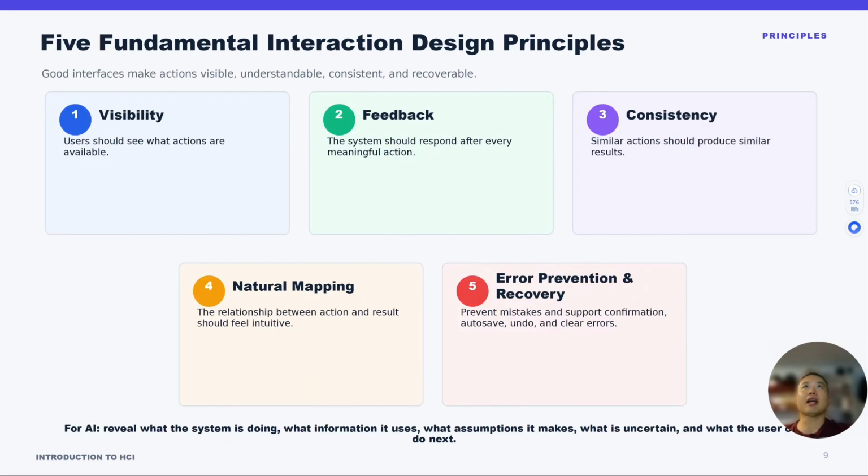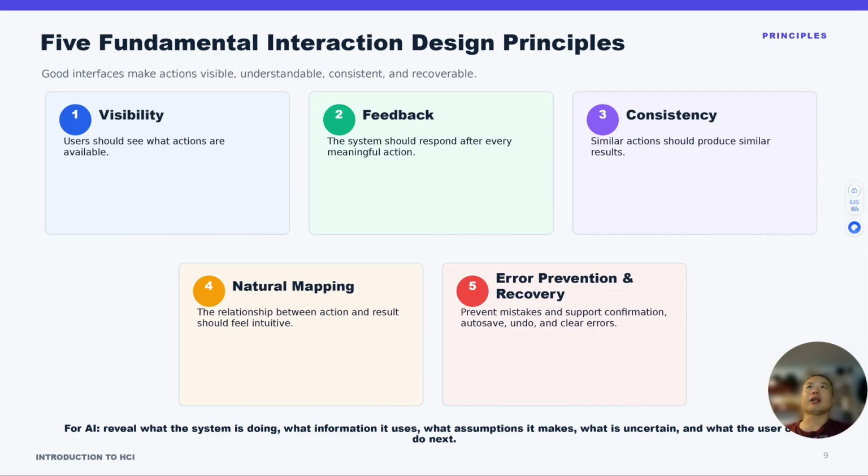Five fundamental interaction design principles. Good interfaces make actions visible, understandable, consistent, and recoverable. There are five principles I'm going to introduce one by one. The first one is visibility. Users should see what actions are available. The functions should not be hidden in a complex hierarchy of menus. Users should see directly what action they will take.